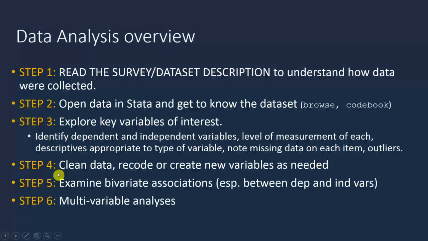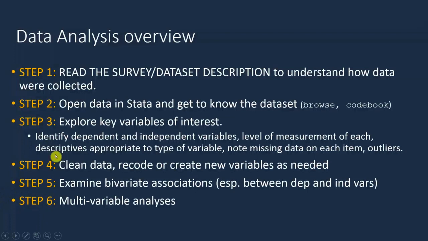Step 4 is cleaning data and recoding variables as needed. So maybe we have some variables that are at an interval-ratio level of measurement, and we can recode them to simplify them to be coded dichotomously, or 0 and 1. We'll talk about when you might do that and how to identify whether you need to.